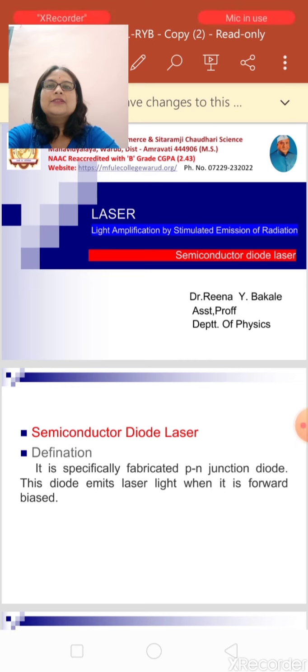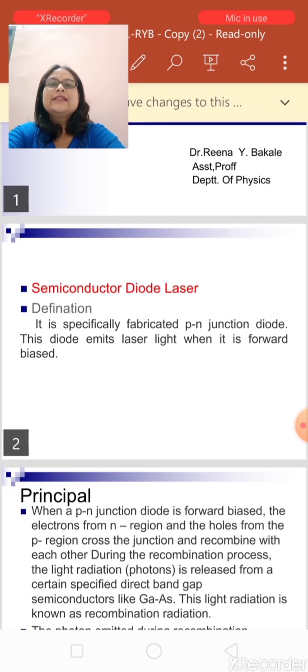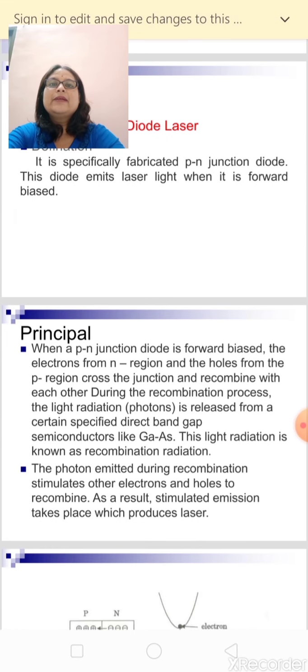Today we have to discuss one more type of laser, that is the semiconductor diode laser. It is a specifically fabricated PN junction diode. This diode emits laser light when it is in forward bias. Now what is the principle?